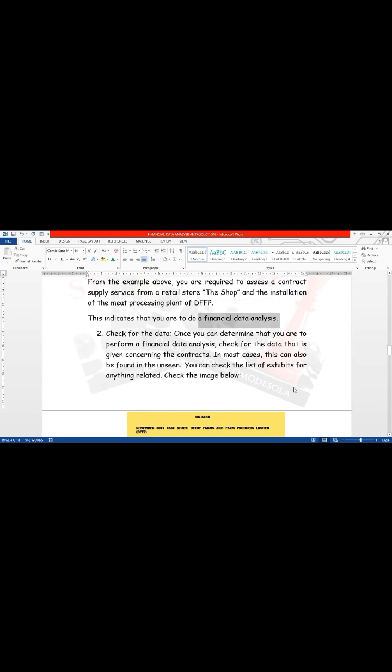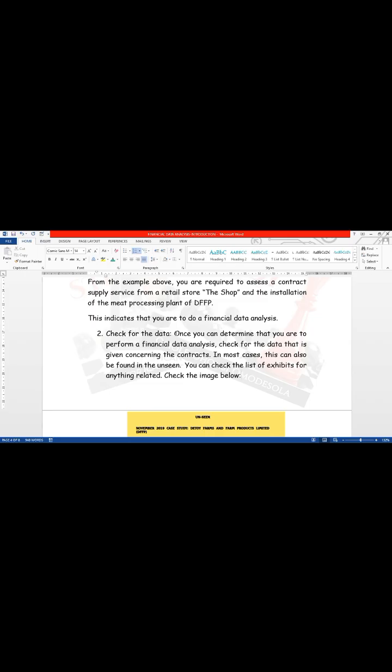Another thing you should also check is the data. Once you can determine that you have to perform a financial data analysis, you now know that you're supposed to carry out a financial data analysis. You have been able to see there's a contract, a business proposal that has been ascertained. So the next thing you need is the data.